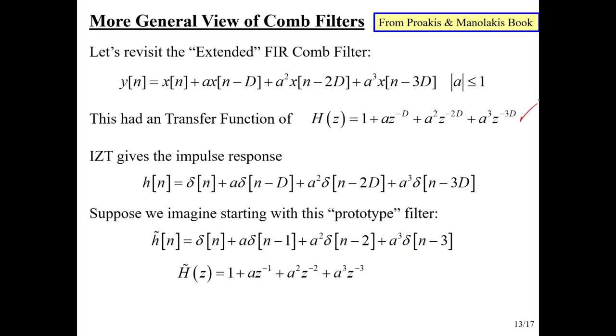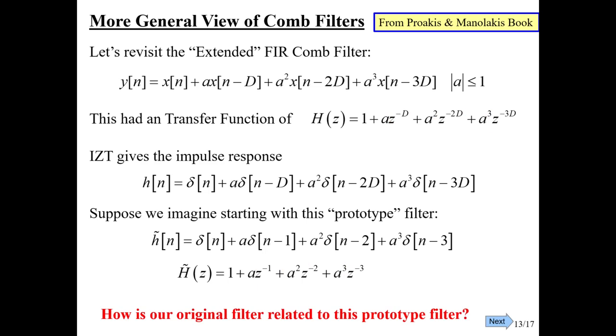Notice the difference between these two things. Z to the minus 1, Z to the minus D, Z to the minus 2, Z to the minus 2D, minus 3, minus 3D. That's the key that links these two things together. So the idea is we can start with any prototype filter that we want.